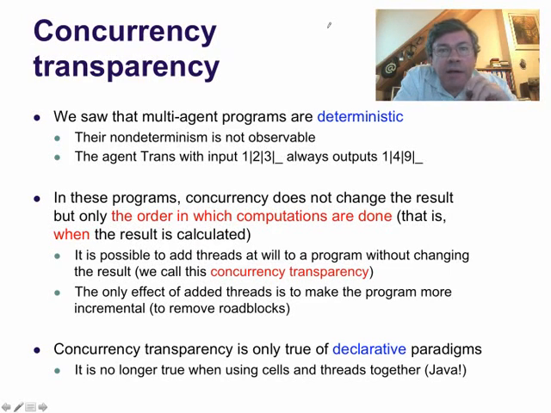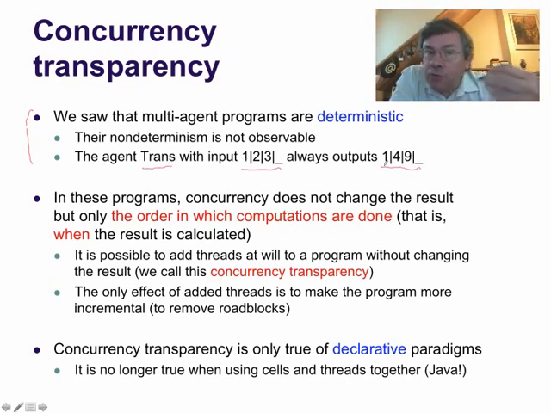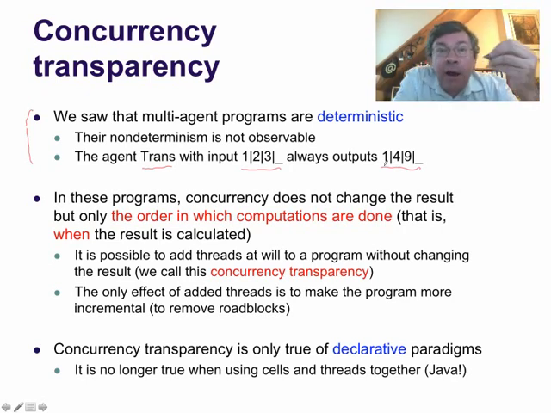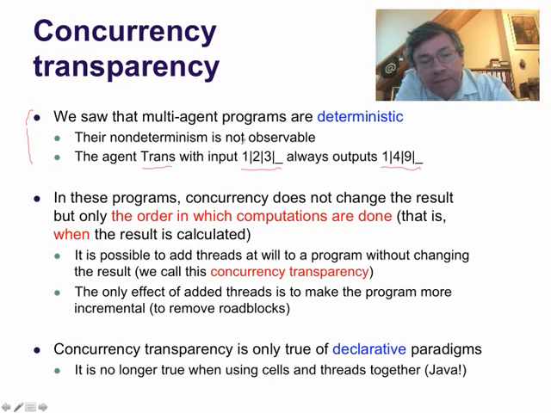So let's now take a look at an important property of deterministic data flow. In the last lesson, we saw that multi-agent programs are deterministic. That means if you give the same inputs, they always give the same outputs. The agent Trans, if you give it 1, 2, 3, always outputs 1, 4, 9. Now, the non-determinism that's inherent in the concurrency, where the scheduler is choosing which thread to execute at which moment, is not observable. You always see the same result.